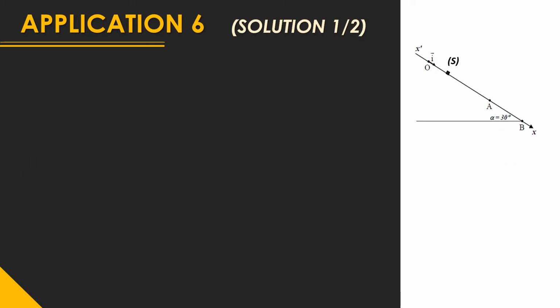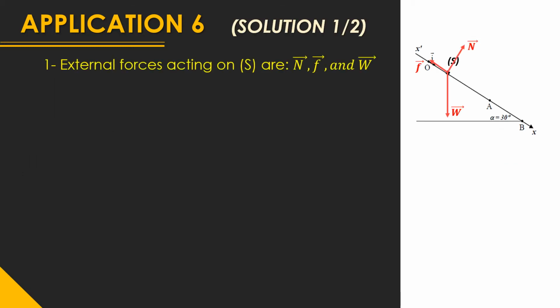Solving part 1, in which we have the skier moving from O to A. First step is to list the forces. External forces acting on the skier are the normal, friction, and weight. It's always nice to start in this order. List the forces in the first place.